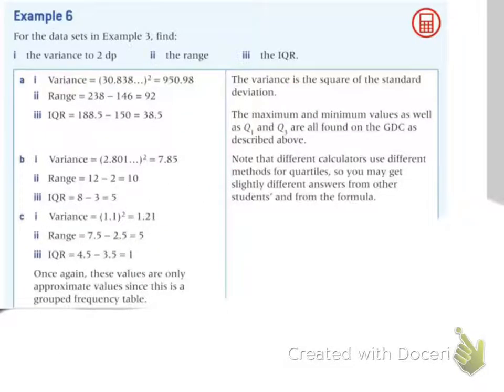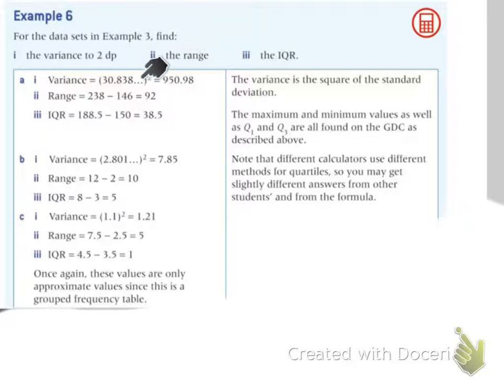The next slide here, they actually want you to go back to that example 3. You guys can go back in the video if you want. Again, we're not going to sit down and do the numbers because we already did on our calculators, or showed last time, that the standard deviation for problem number 1 was 30.838 and so on. So the variance is just squaring it. Now it says to do the variance to 2 decimal places, so that's why they put 950.98.